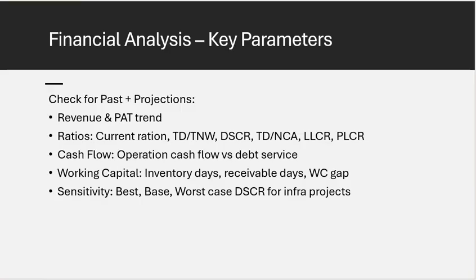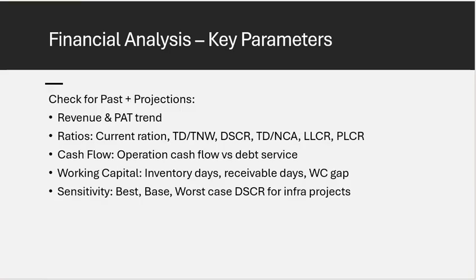Then we check all the ratios, like the current ratio. The current ratio is current assets divided by current liabilities. It should always be more than 1.35, or more than 1.0. We check the base case and stress case of the current ratio. Then the TD divided by the TNW. Then the debt service coverage ratio.